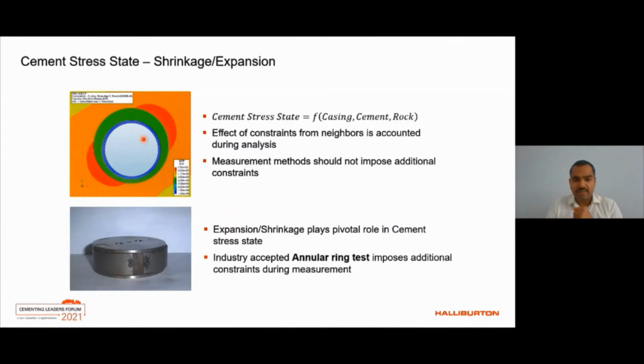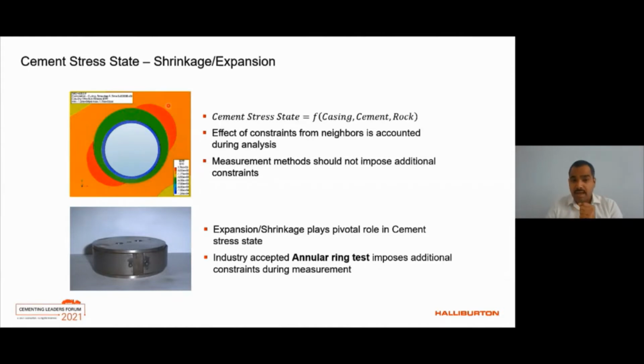So essentially, the stress state of the cement is a function of the properties of the casing and the rock as well. And any effect of constraints in the form of difference in stiffnesses of the materials, difference in the geometries, and loads is already accounted for during the analysis. What that means is that any measurement method that we use to provide an input to the Well Life analysis should not impose any additional constraints.